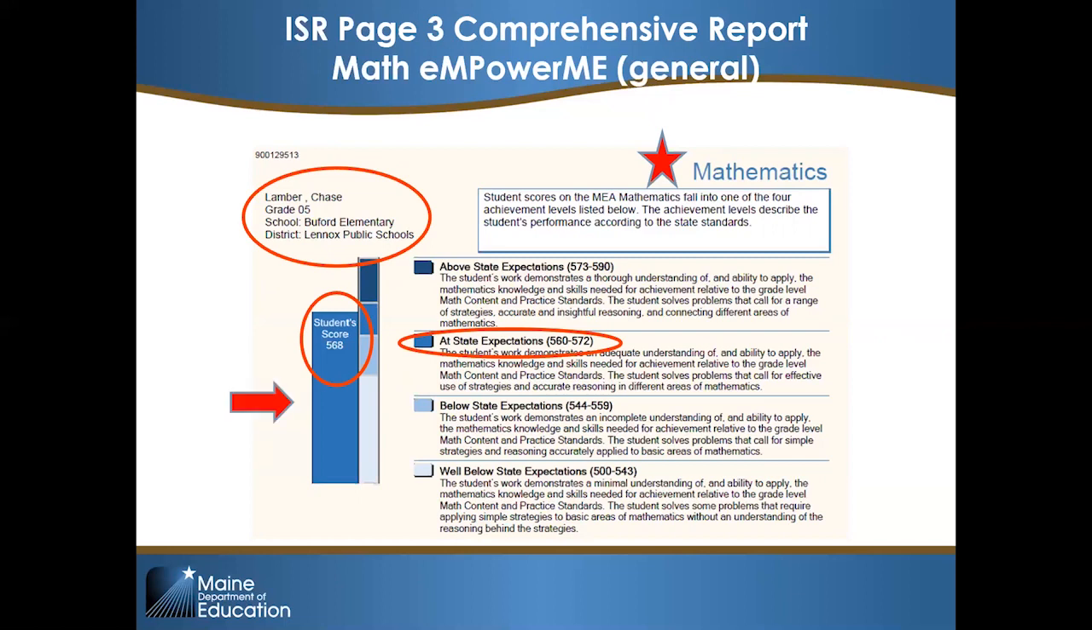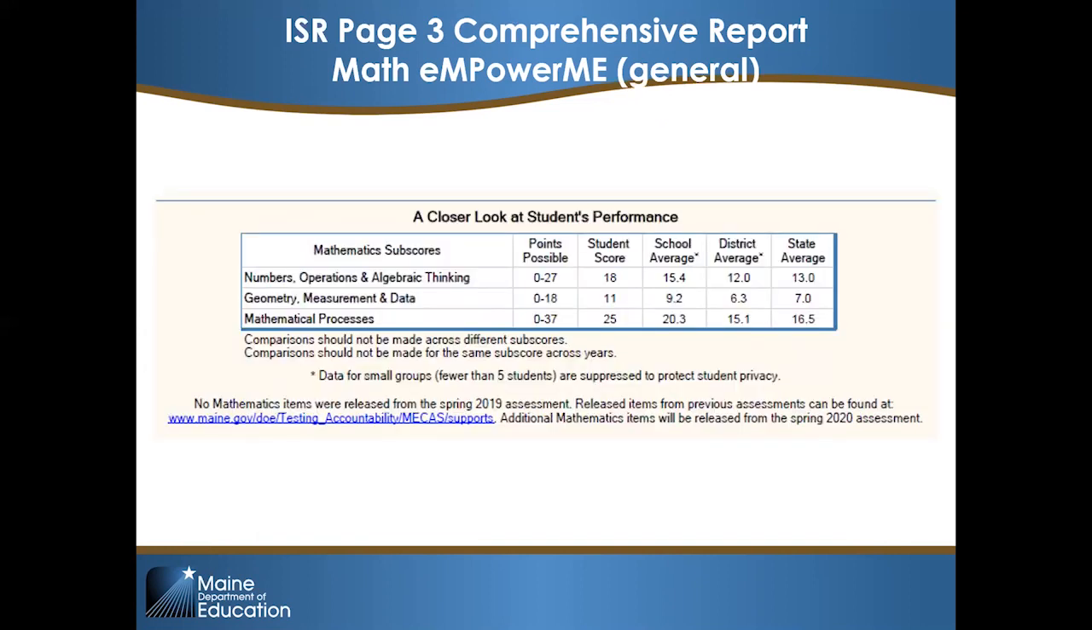The bar graph on the left is the corresponding color of at-state expectations achievement level next to the thin bar showing distribution of all students statewide in all 4 achievement levels. The bottom section of the general Empower Me Math ISR shows a closer look at the student's performance. The 3 detailed sub-score categories for 5th grade math are numbers and operations and algebraic thinking, geometry, measurement, and data, and mathematical processes. Sub-scores vary for each grade level. For more information on sub-scores, please speak to your child's school or teacher.